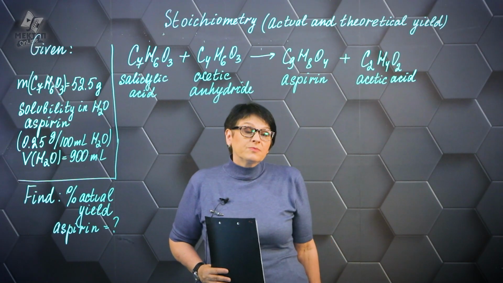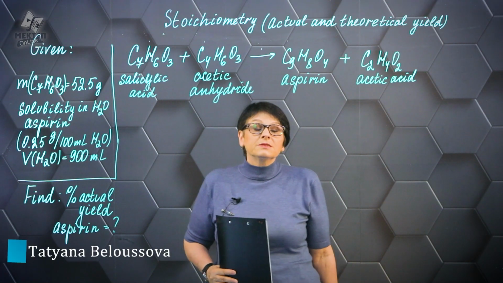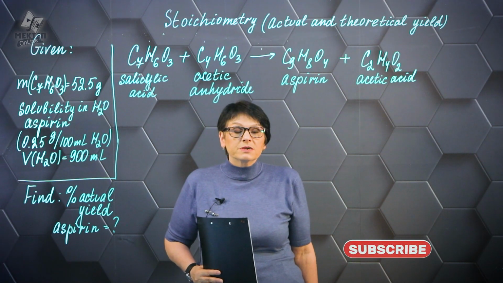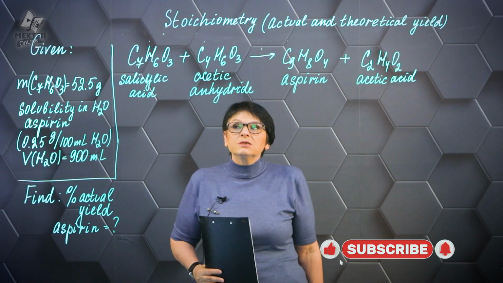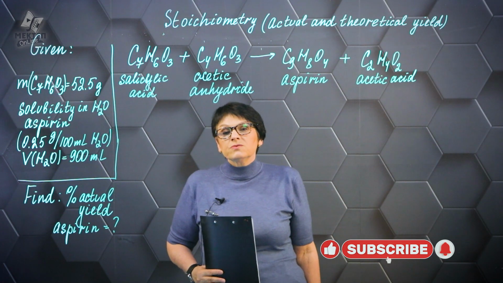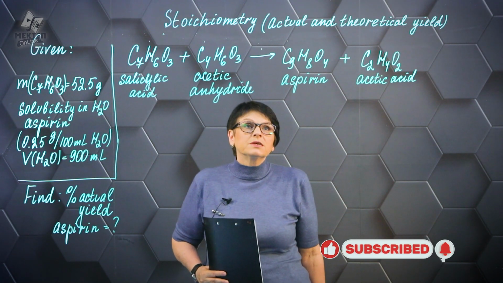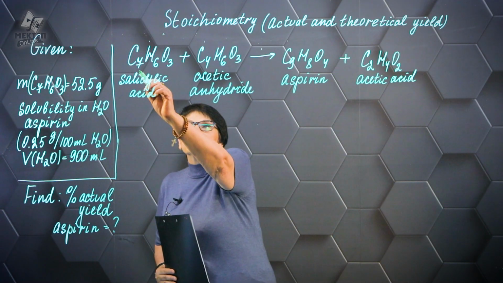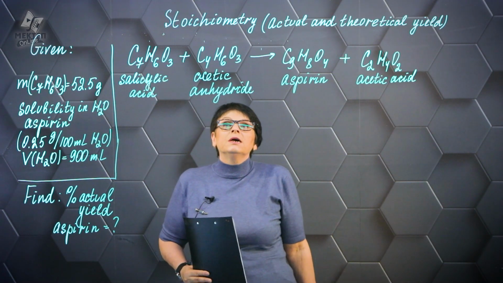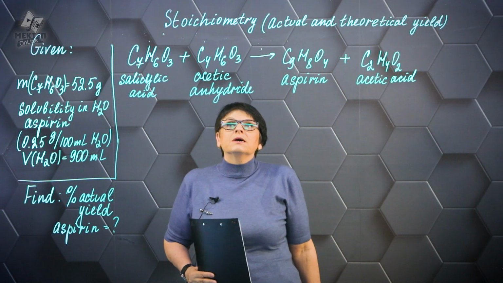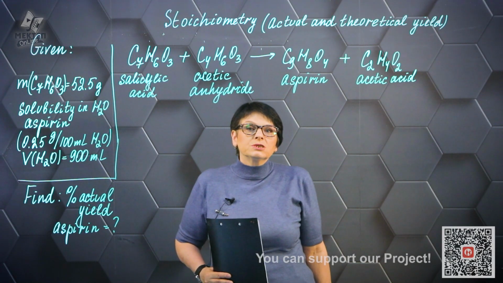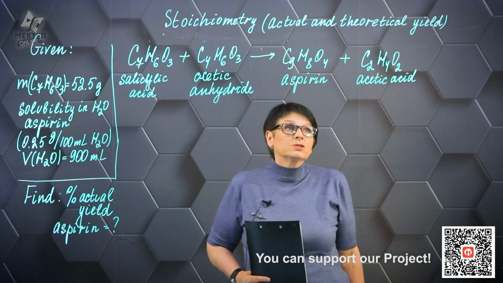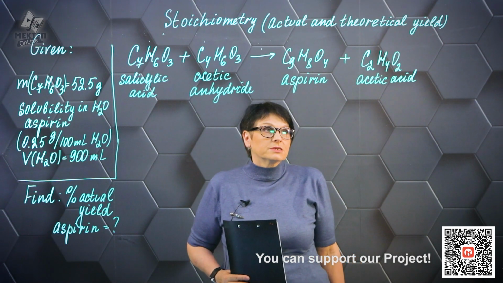Hello, today we continue solving a problem, and this type of problem is called a theoretical and practical yield problem. For this problem, I have chosen a reaction that leads to a very important substance. It is aspirin. Aspirin is derived from salicylic acid, which has formula C7H6O3, and acetic anhydride, which has formula C4H6O3. And the result is acetic acid C2H4O2 in addition to aspirin C9H8O4.